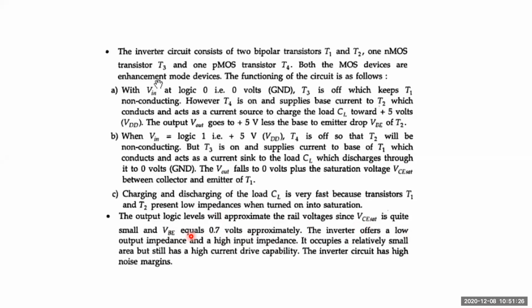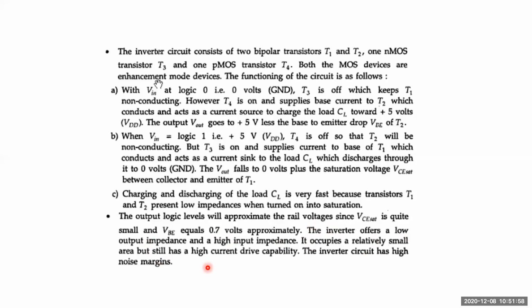Whenever the BJT's base voltage VB is equal to 0.7, then that particular transistor, here in our case an inverter, will have a low output impedance and a very high input impedance. Because of that, it occupies a relatively small area, but still has very high current driving capability. And one important thing is that this inverter circuit has high noise margins.